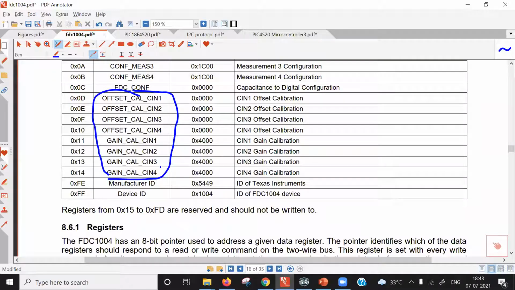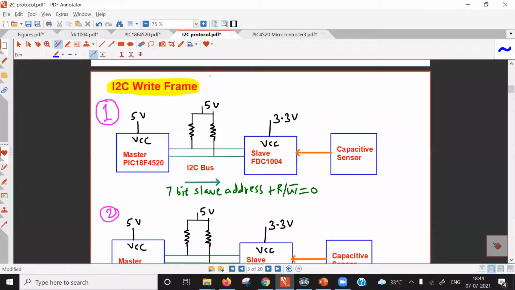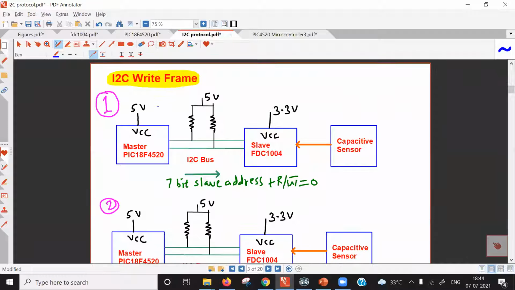There is one register called FDC CONF. That is the FDC configuration register. This register is 16 bit, and it is related to all 4 channels. The FDC CONF register is related to all 4 channels together. So don't worry, I will discuss each and every register in detail now. So first of all, let me discuss this block diagram.